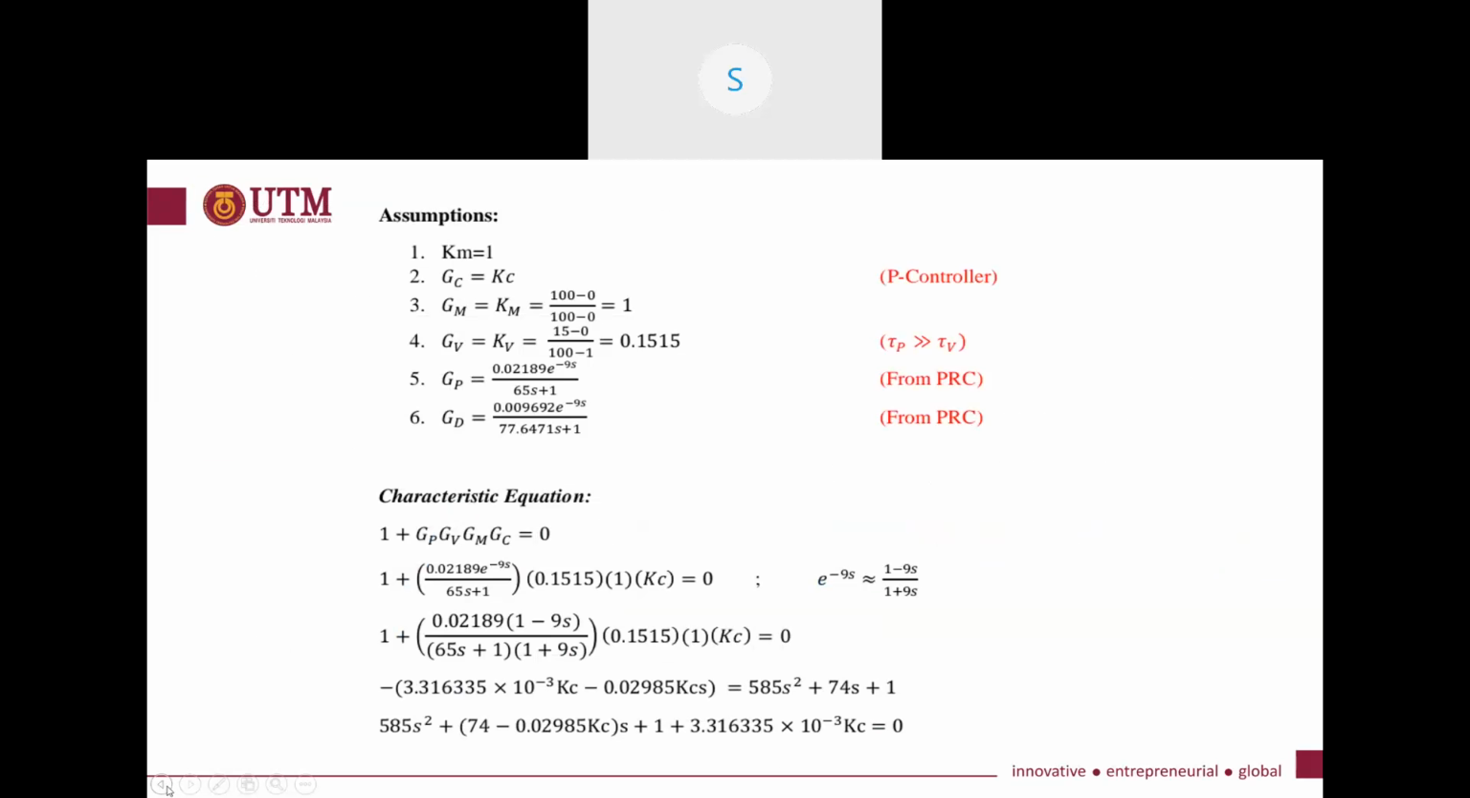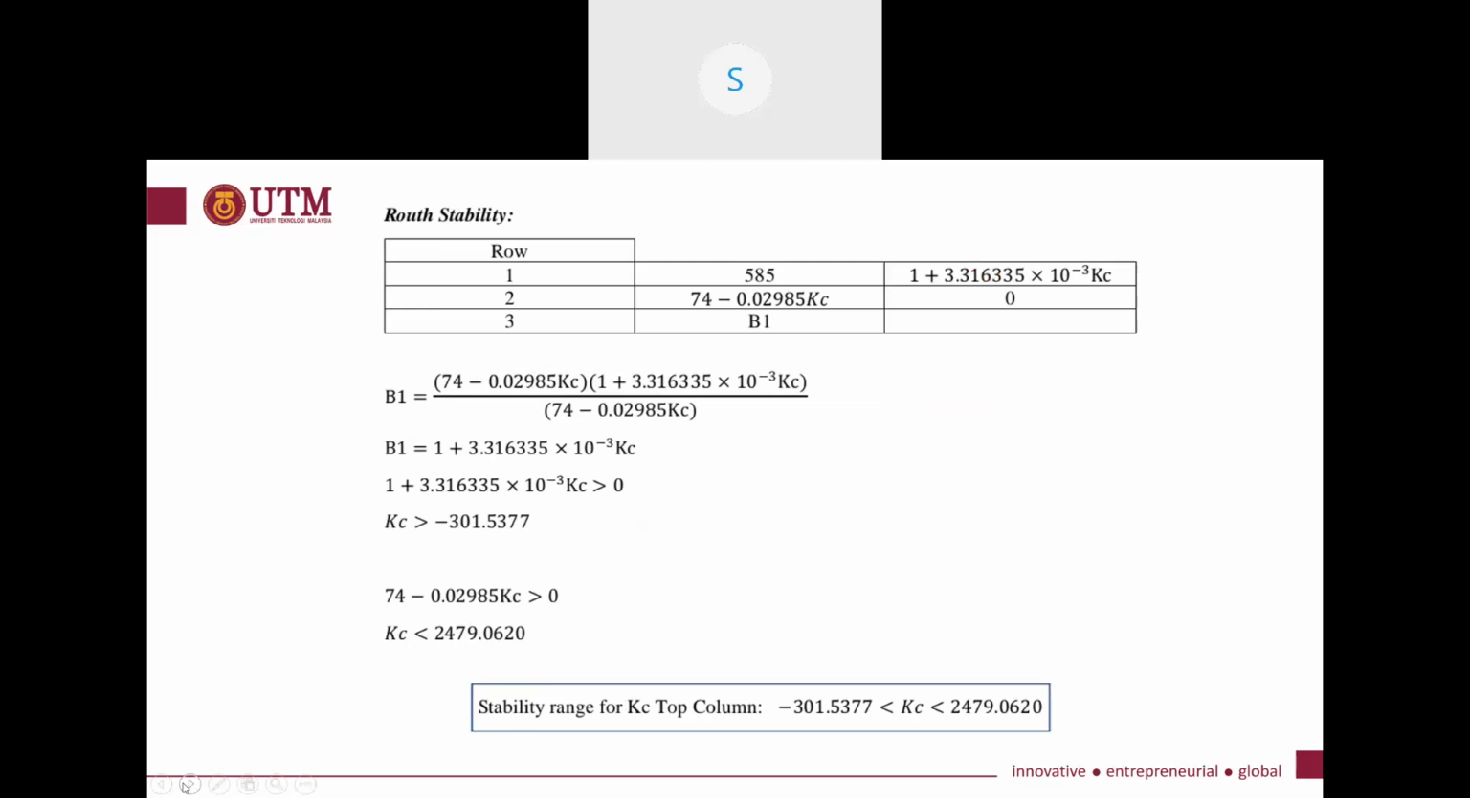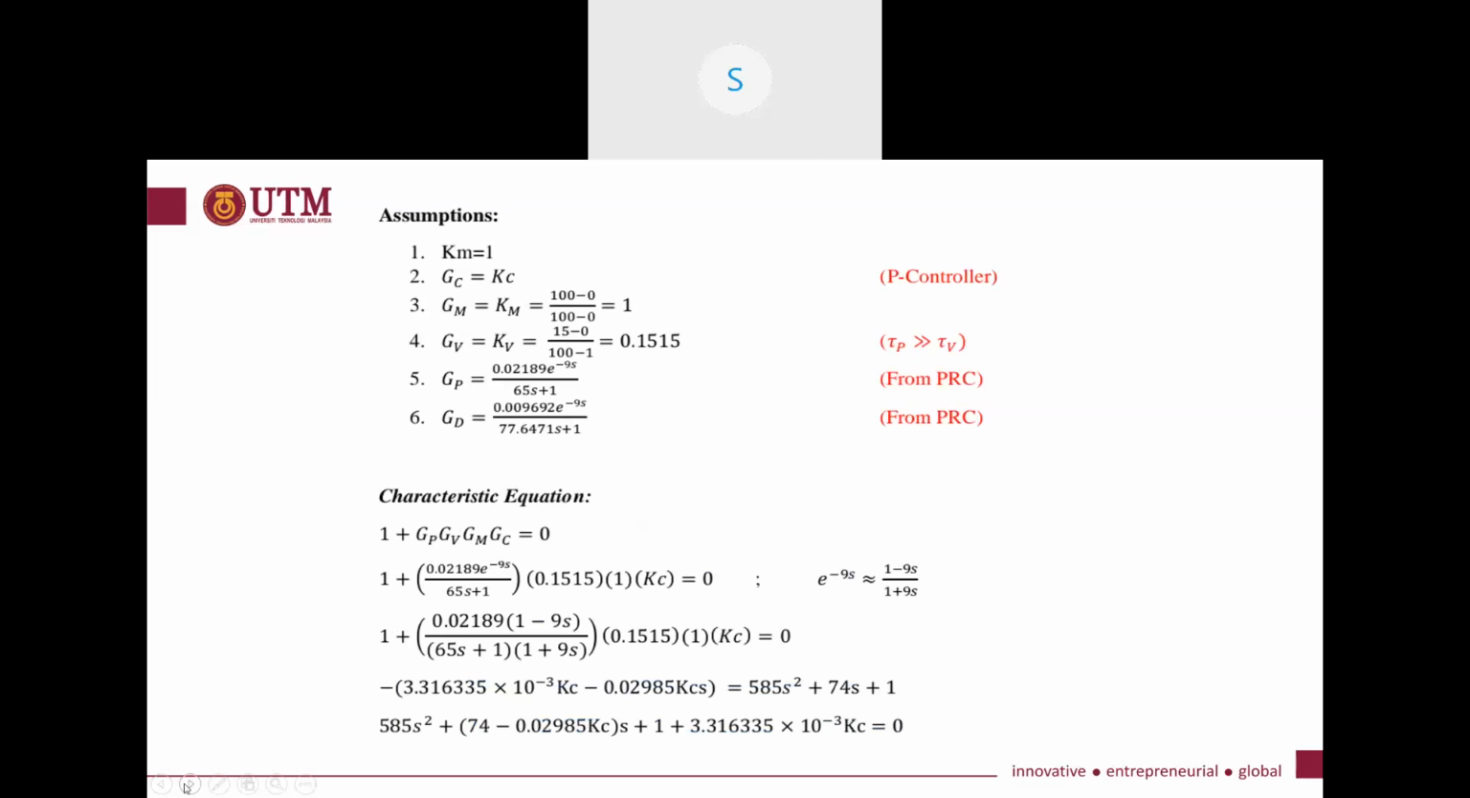Then we assume KM is equal to 1, GC is equal to KC, GM is equal to KM, which is 1, and GV is equal to KV, equal to 0.1515. The GP and GD values are shown above. For the characteristic equation, it is 1 plus GP, GV, GM, GC equal to 0. Then we substitute the values above.